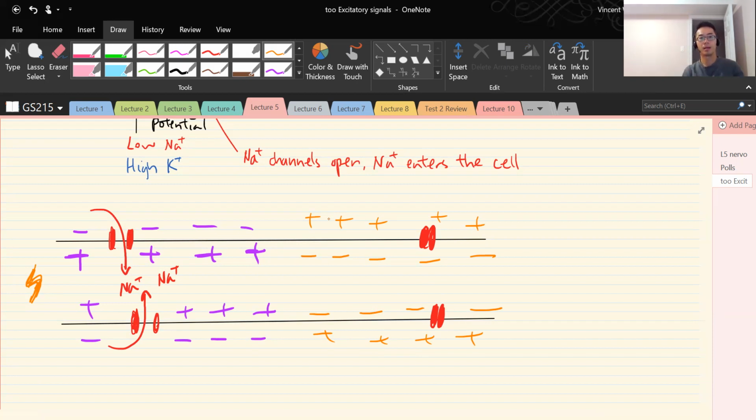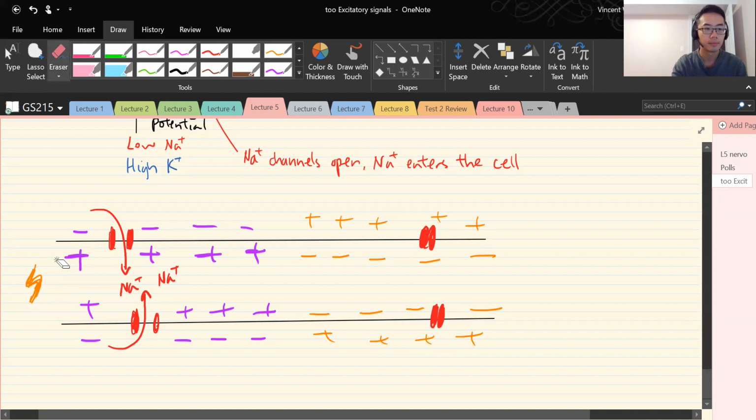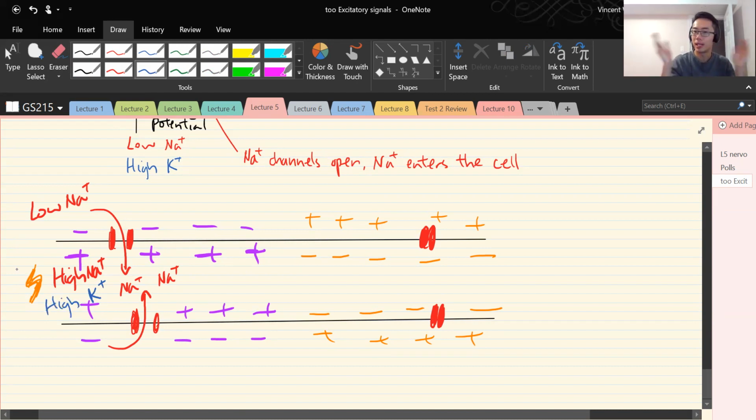Any question about what I just drew here? So after this event, we will have high sodium, right? High sodium on the inside, low sodium on the outside. What about potassium? What should I write for potassium here? High or low for the inside? It will still be high. Yeah, because they didn't go anywhere, right? It was high before, it will still be high. And then on the outside, it will be low.